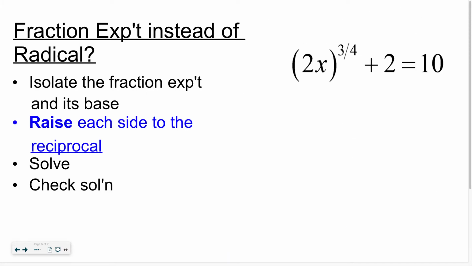What if you have a fraction exponent instead of a radical? We'll do a few examples, and then you'll have some work time.